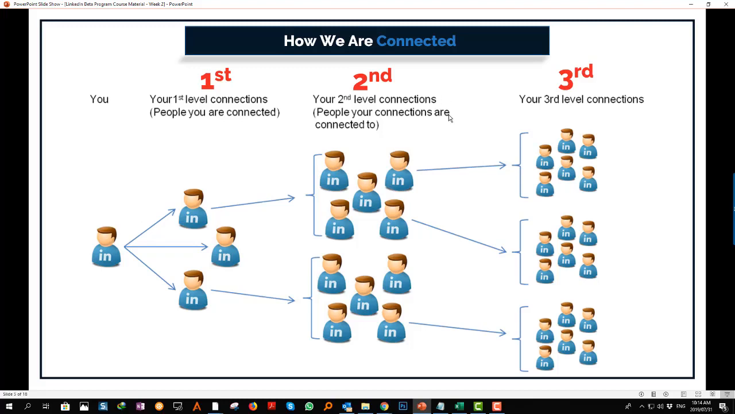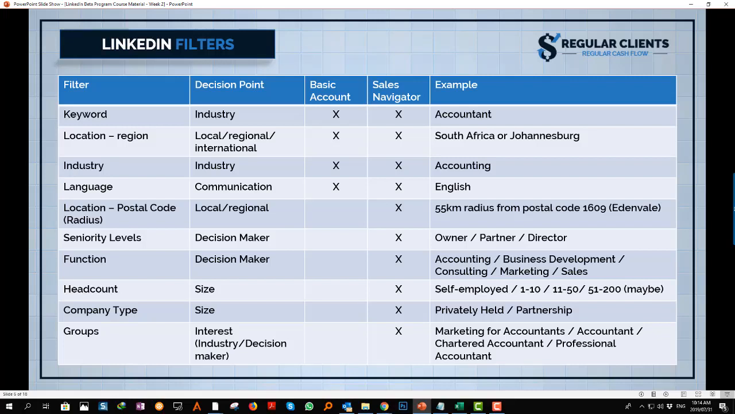We need to understand this, and that's really the aim of the game, and that's what we're going to do today. Today we're going to find the people that we want to connect with, and then next week I'm going to show you, we're going to start that connection process when we actually go through and we connect with people. So the key thing is the LinkedIn filters.